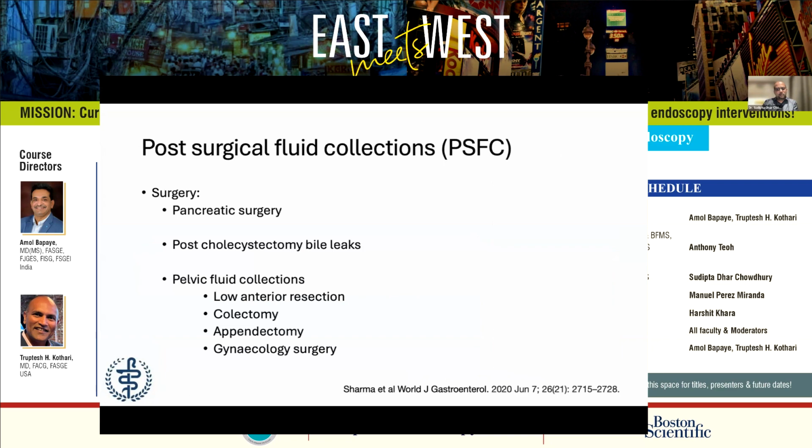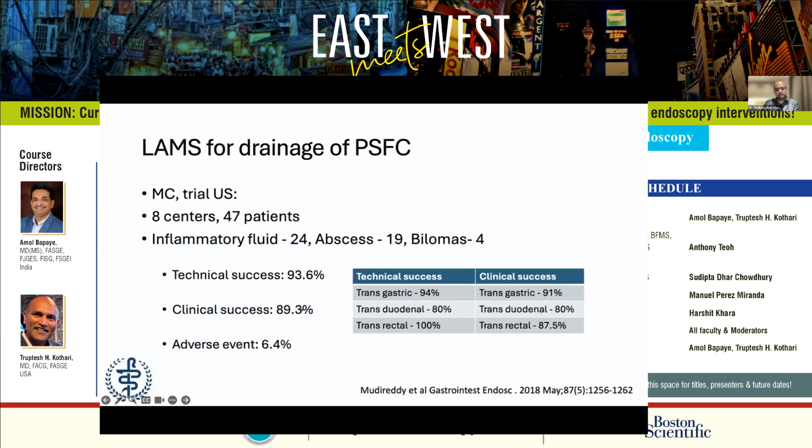Post-surgical collections can also develop in patients who have pancreatic surgery, and this is very common in pancreatic surgery. In the initial stages, we have these inflammatory collections. We may not see many of them because most of them resolve spontaneously, and many surgeons tend to put in a small drain. However, post-cholecystectomy bile leaks also have been reported, and there are pelvic collections as described previously.